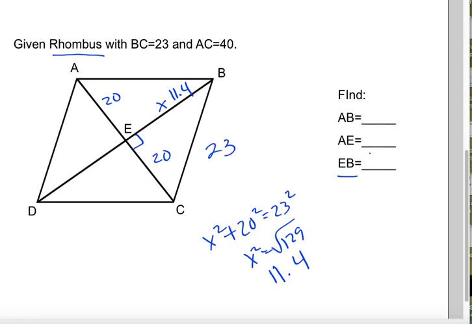So BE is 11.4, that's what I just solved for. A to E is 20, we just already had figured that out. And then from A to B is our other side here. And being a rhombus, which I almost just forgot what the main thing about a rhombus is, when you have a rhombus, all four sides are congruent. And so they're all 23. So AB is 23. And that's our rhombus sample.